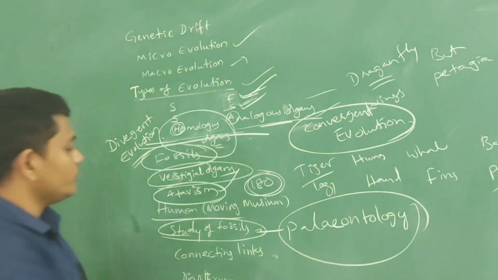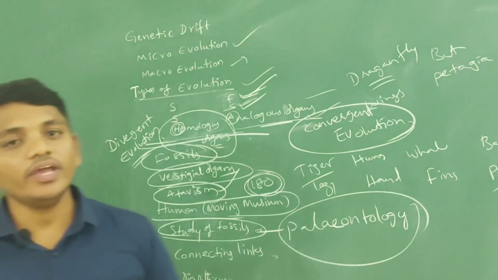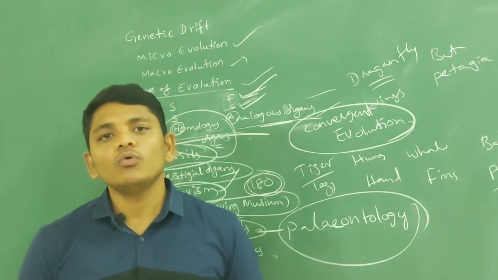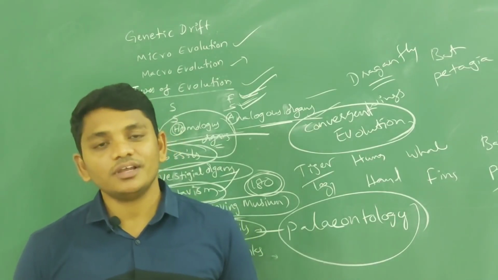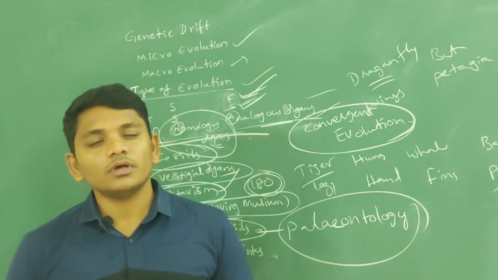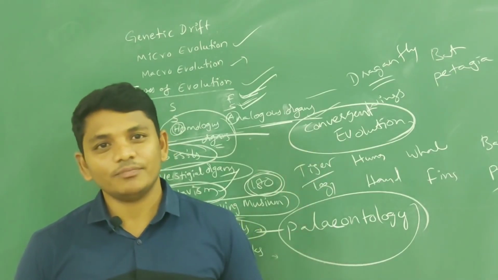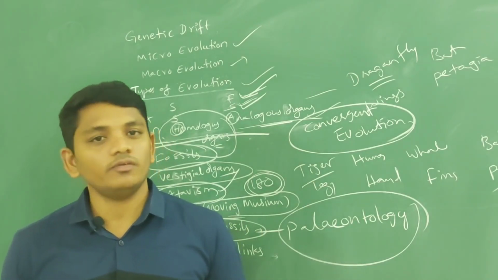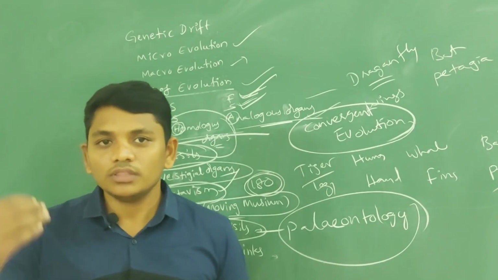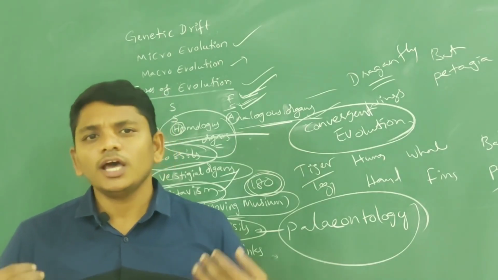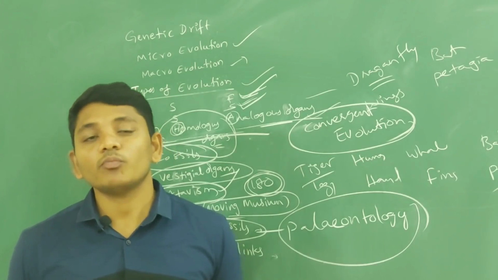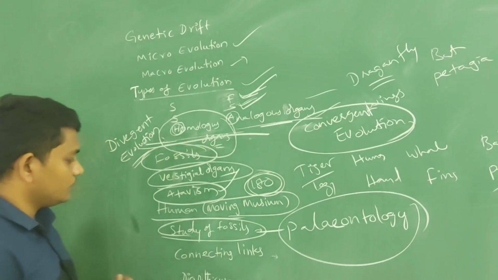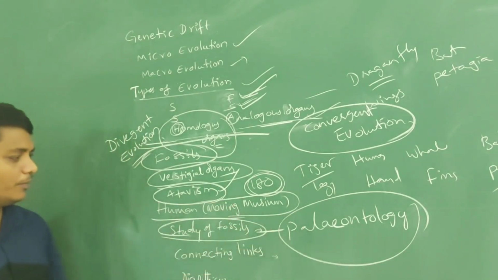A human being is a moving museum. Why are we considered a moving museum? Because we have 180 vestigial organs. In museums, old things are placed. In the same way, in our body also some waste things are there. There is no use with that. That type of organs are called vestigial organs. Our body contains 180 vestigial organs. That is why our body is considered a moving museum. And the study of fossils is nothing but paleontology.